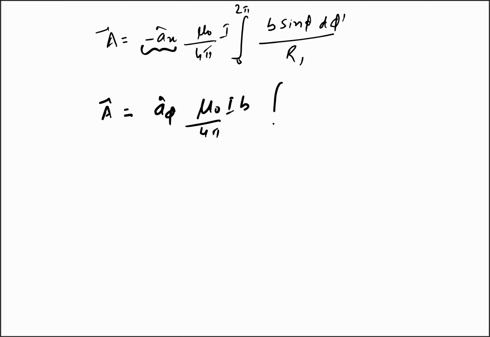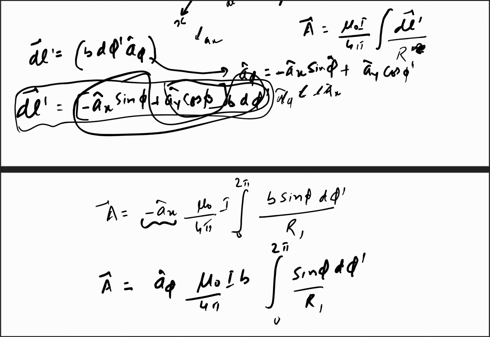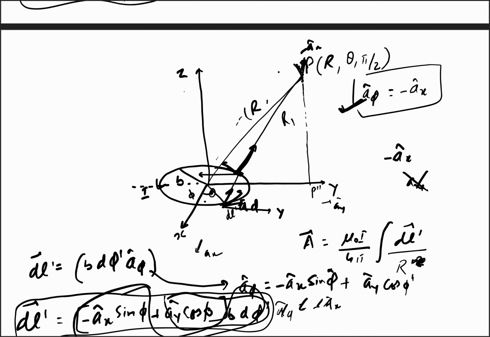ib sin phi d phi dash r1 from 0 to 2 pi. Now in this triangle, let us say this point is P dash. In triangle OP dash P, we can use the law of cosines.